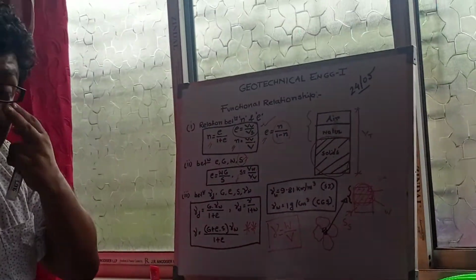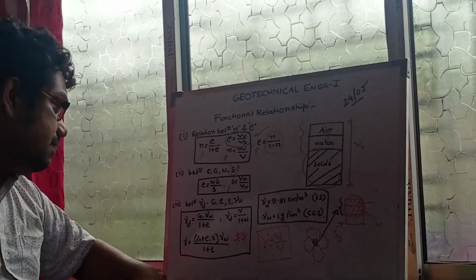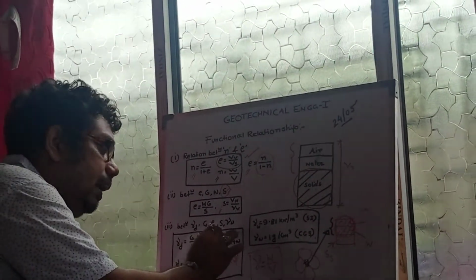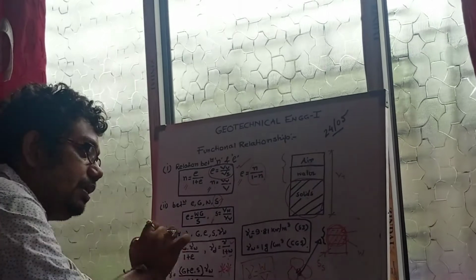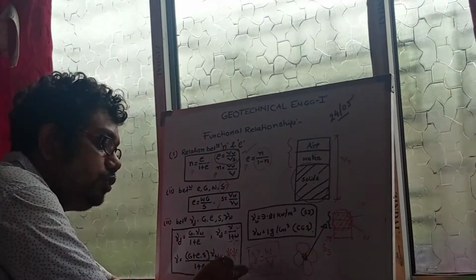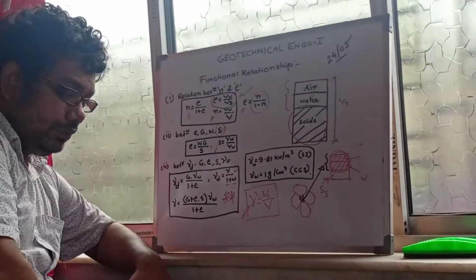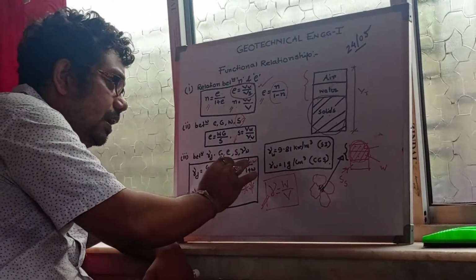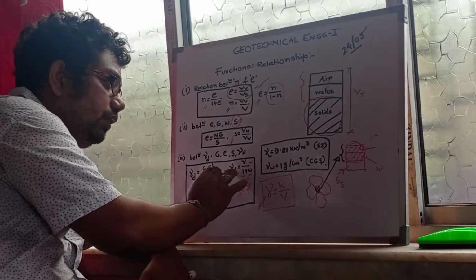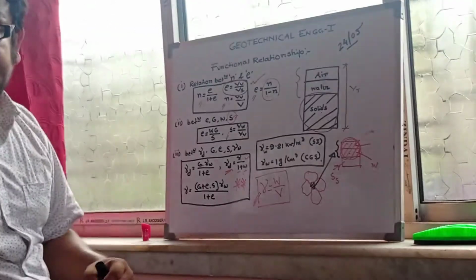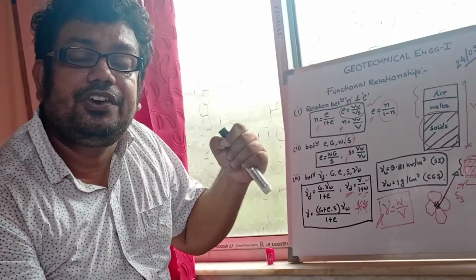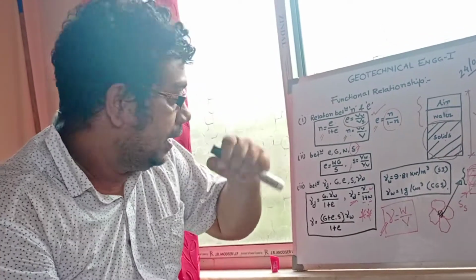And when you move to the dry unit weight of the soil, it comes as gamma divided by 1 plus w. What is gamma? Gamma is the unit weight of the soil. w is the water content, and if you put this gamma and w in this equation, you will find out gamma d. I told you gamma d is the dry unit weight of the soil.